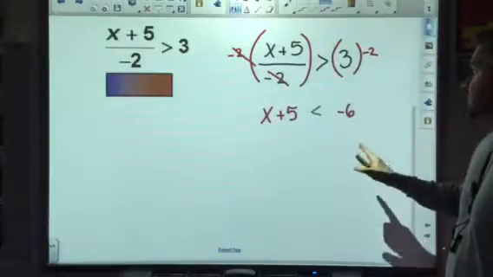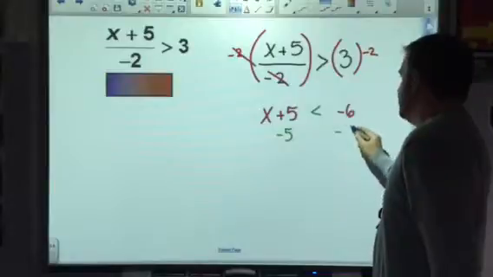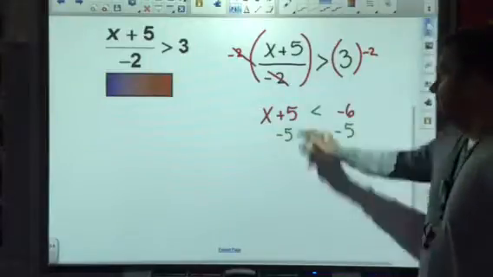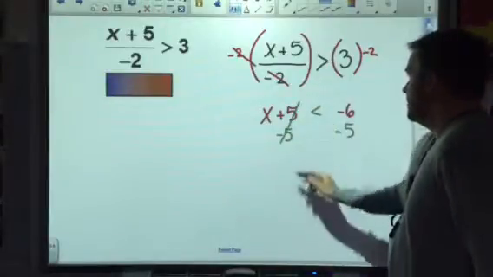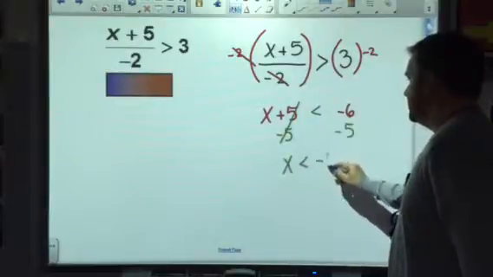Okay, one more step to solve this. We need to subtract 5 from both sides. And these will cancel out. So I'm left with x is less than negative 11.